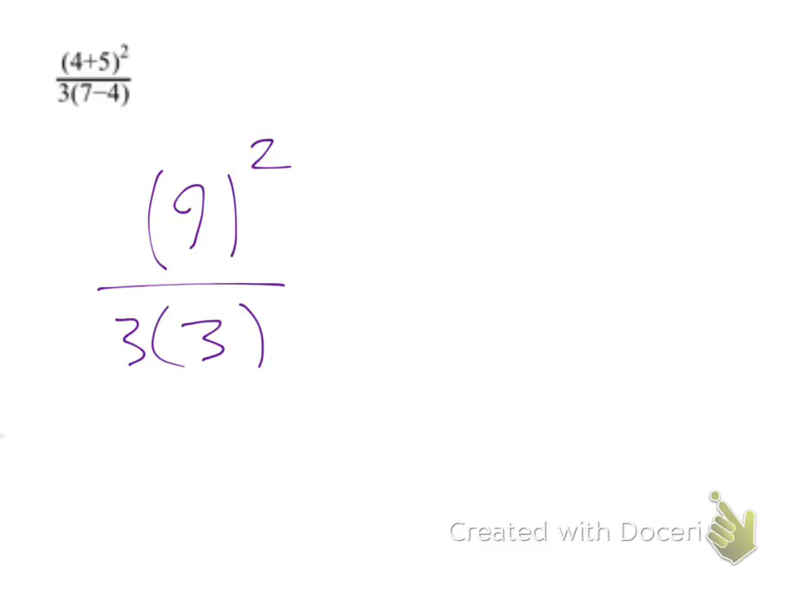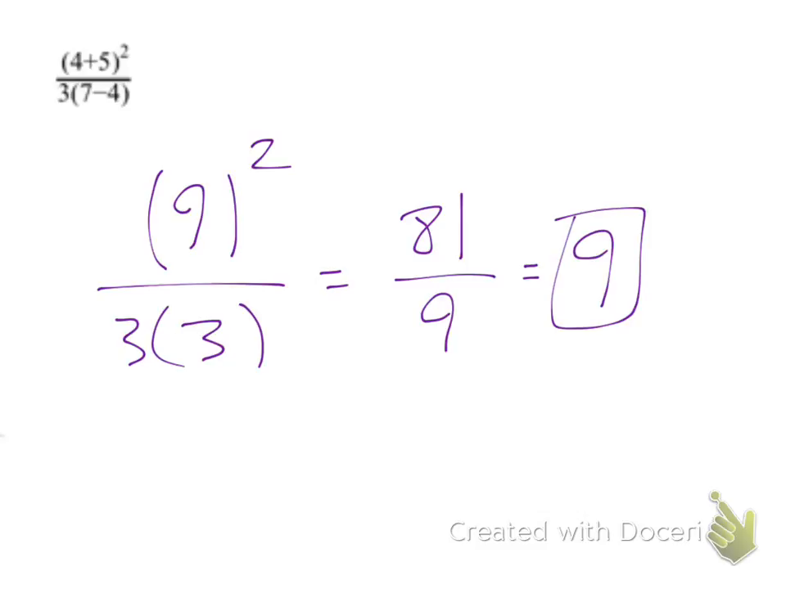So 4 plus 5 is 9, which is still squared, over 3 times 3. Is everybody okay with this? Okay. 9 squared is 81, over 9. And what's 81 divided by 9? I believe that's 9. So we get 9.